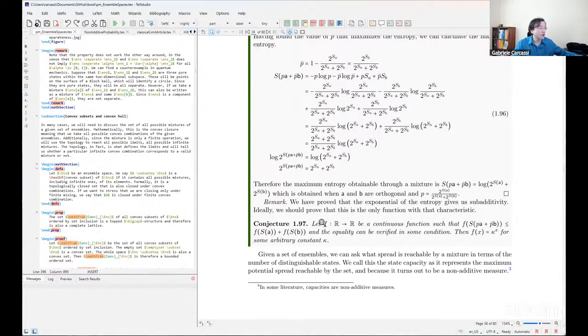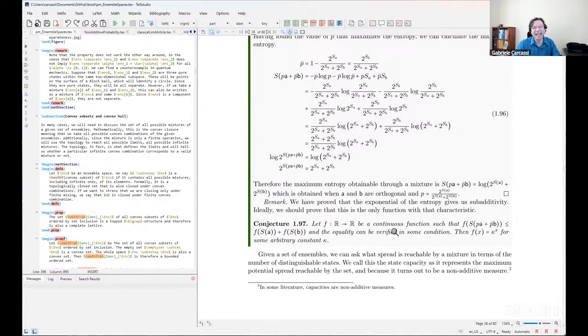What we'd like to show is that if you have a continuous function f such that the function of the entropy of the mixture is less than or equal to the sum of the function applied to the individual entropies, and the equality can be verified in some condition, then f of x has to be an arbitrary constant kappa to the x.